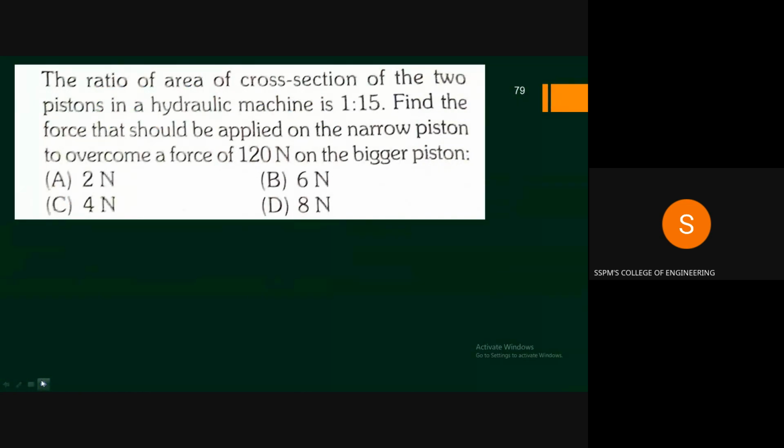Okay, now refer to the next question. This question is again on Pascal's law. The question is: the ratio of area of cross section of two pistons in a hydraulic machine is 1:15. So the ratio of cross section is given. Find the force that should be applied on the narrow piston to overcome a force of 120 Newton on the bigger piston. So again refer to the schematic diagram.